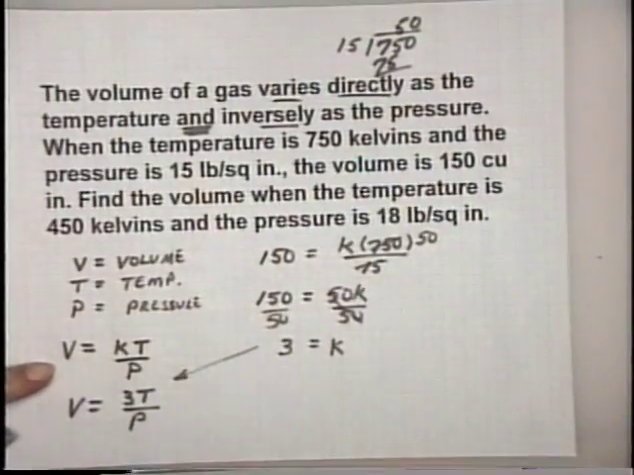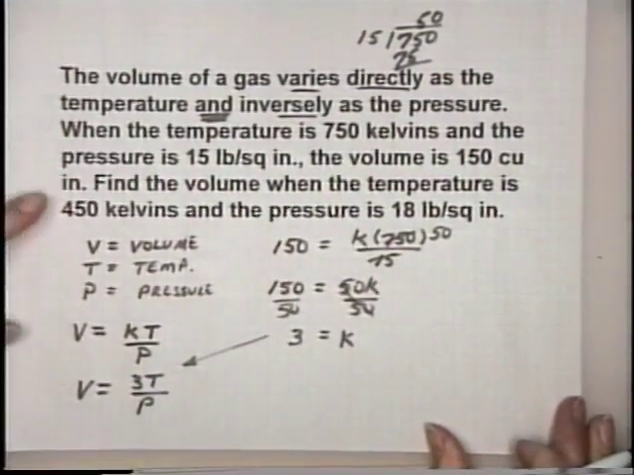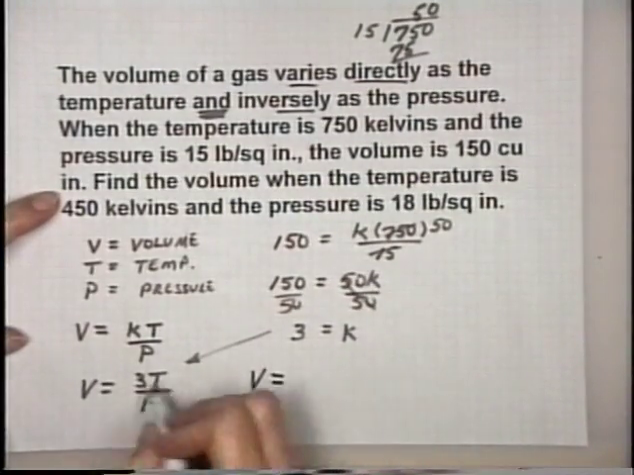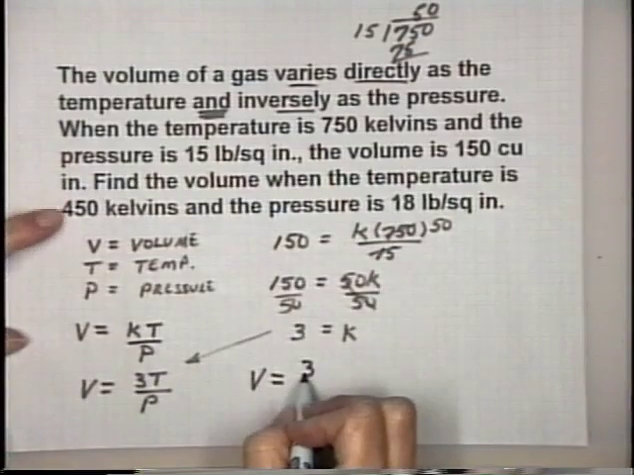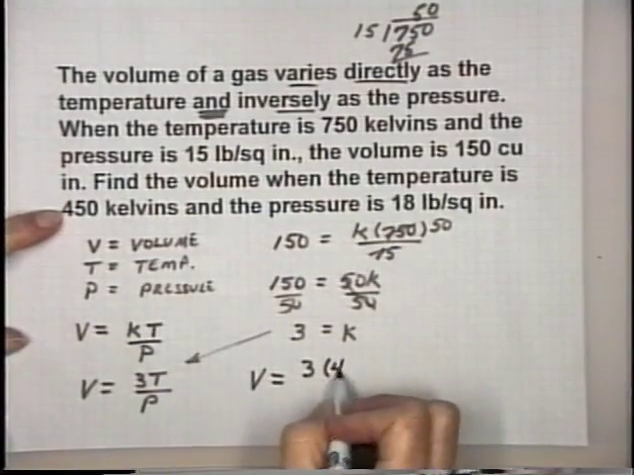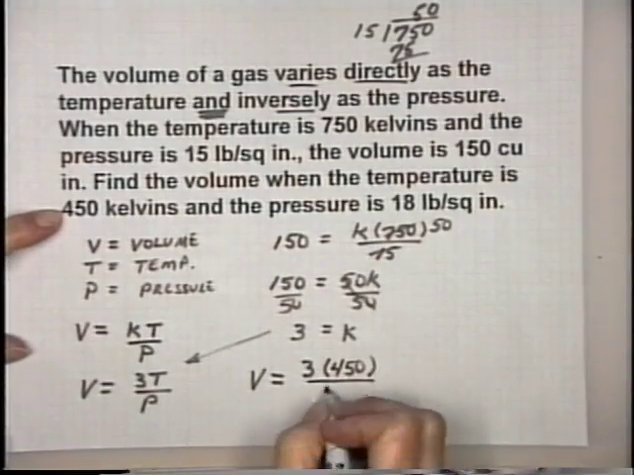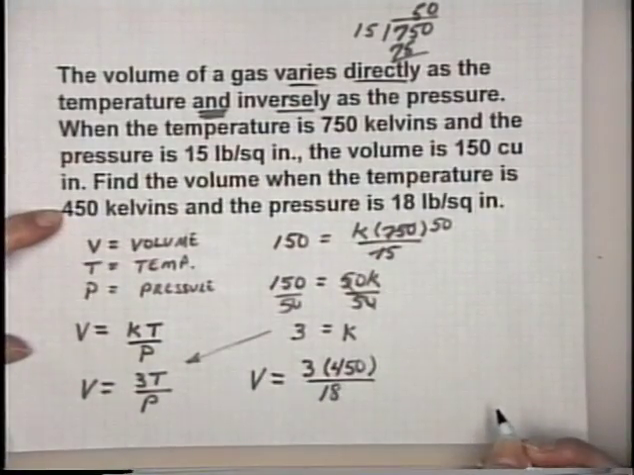I'm going to pull that down right here. Now, we have a question. Find the volume. So I'm looking for V. I know my K is 3. When the temperature T is 450, let's put that in for T, and the pressure P is 18.